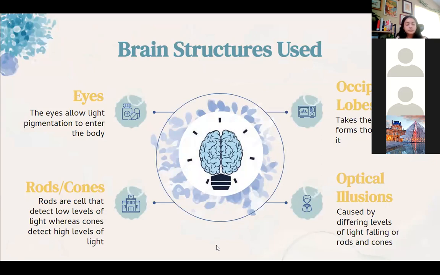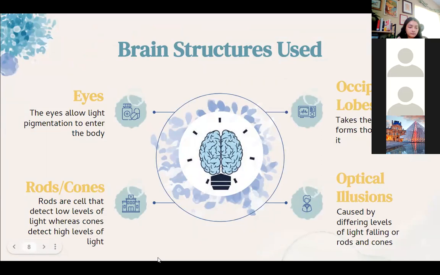So the eyes are one of the most important anatomical parts of the brain in the sense that it is one of the largest sensory input mechanisms in the human body. So the eyes, as we all know, allow light pigmentation to enter the body, which are then used in the brain to sort information. So this leads us to the rods and cones.